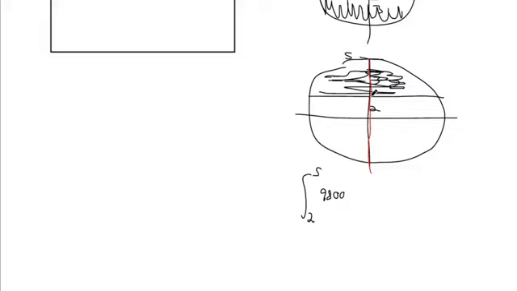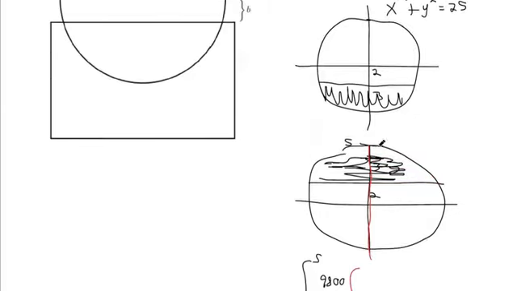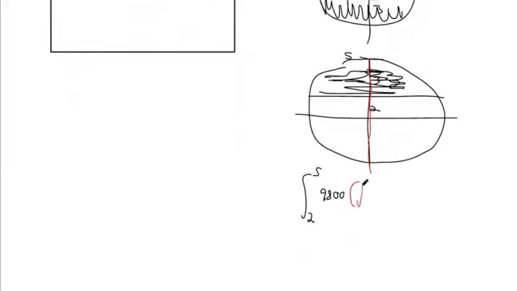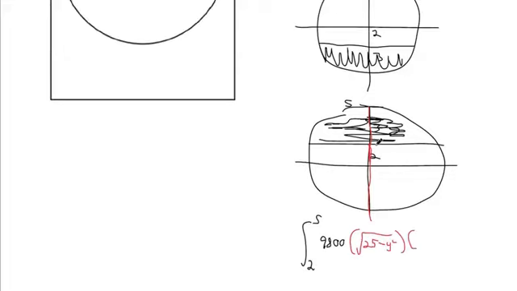So the width is dictated by the value for x, and x depends on that equation of the circle. If you solve for x in this equation, you'll get x equals the square root of 25 minus y squared. So the square root of 25 minus y squared is our width.